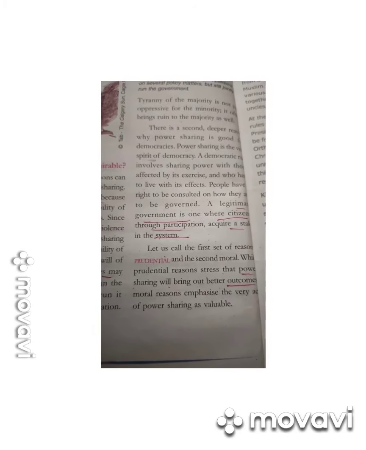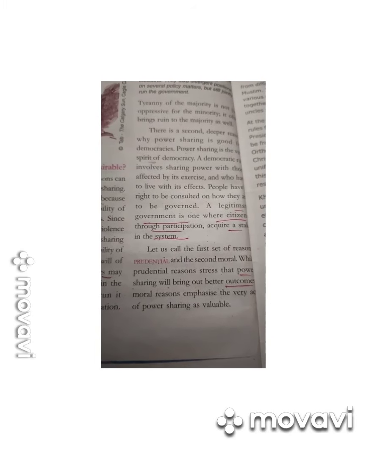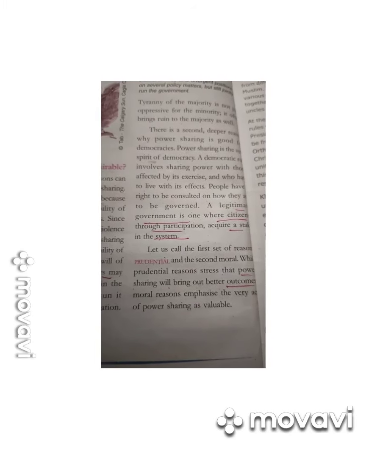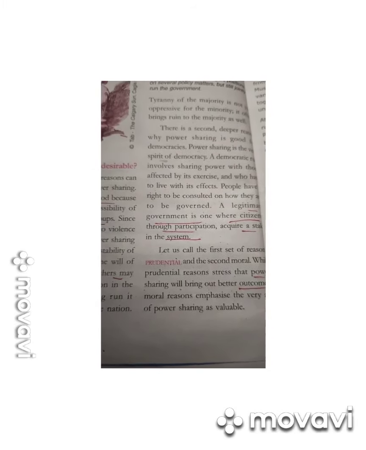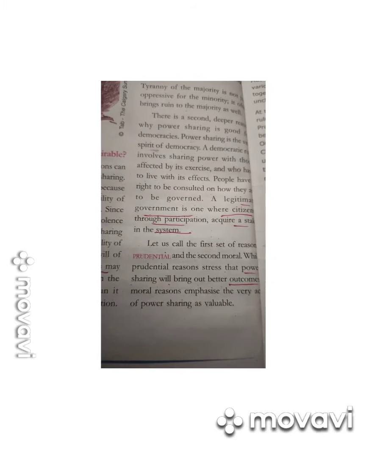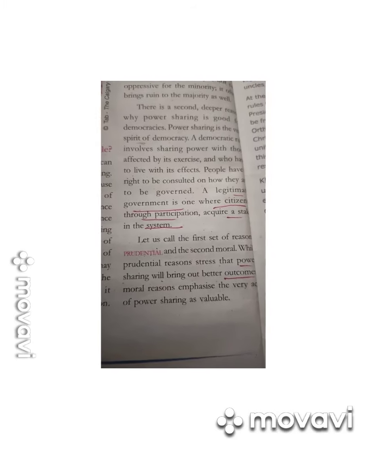An example for moral power sharing is the decentralization of powers in India. That is the best example for moral power sharing. It means here people have a right to be consulted on how they are to be governed. So according to the moral reason, power sharing is desirable to produce an accountable, responsible and legitimate government.